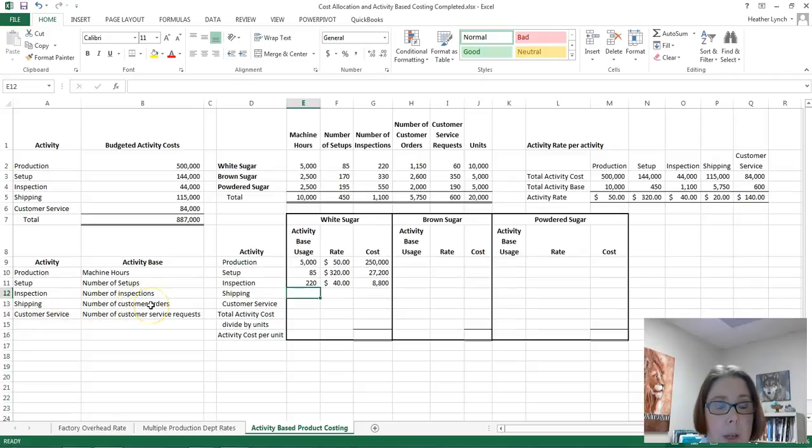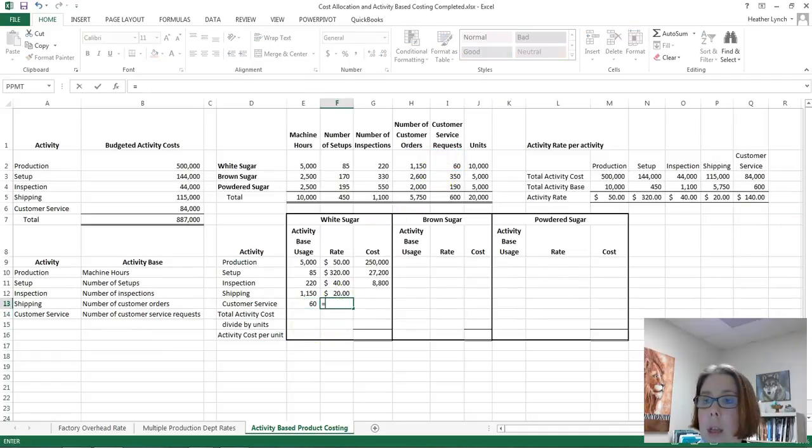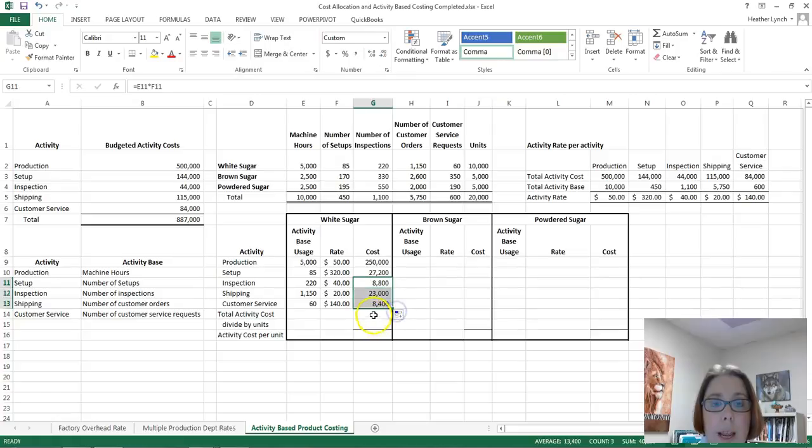Shipping. Shipping was based on number of customer orders. Number of customer orders for white sugar was 1,150. The rate we figured out was $20. Customer service based on number of customer service requests, that's the 60. And our rate for customer service was 140. So then we multiply all of those down. So then the total activity costs are $317,400. Now we need to divide it by the number of units because we want cost per unit.